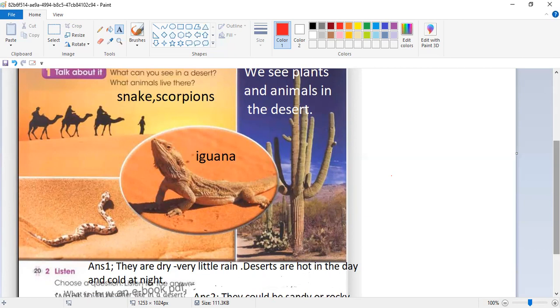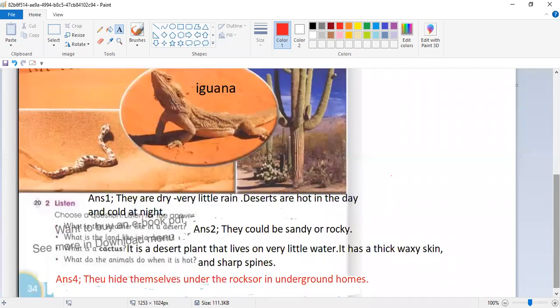Okay, so we have a listening here. I will play the listening, but before I play it, I will read the questions for you. After listening to the audio track, you will be able to answer the questions carefully. Look at the first question at the bottom of the page. This is question number 2 on page number 34. What is the weather like in a desert? Question number 2, what is the land like in a desert? Number 3, what is a cactus? And question number 4 is, what do the animals do when it is hot? Okay, so let me play the audio for you.